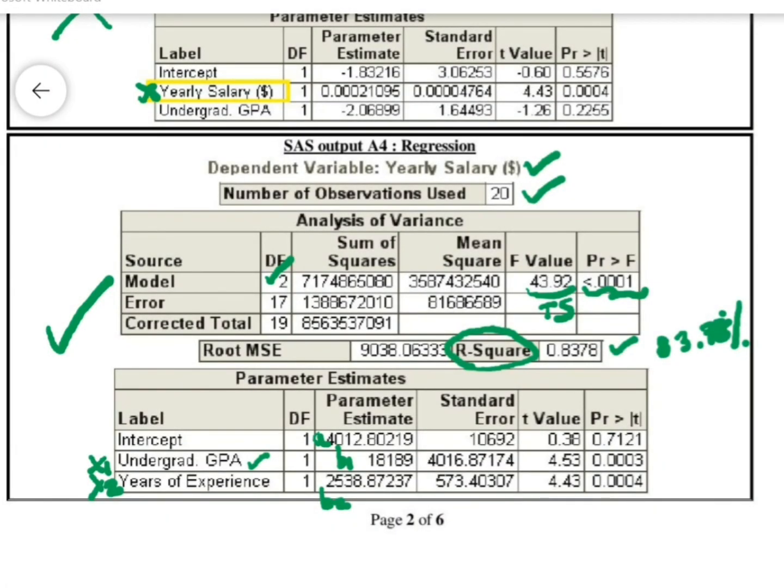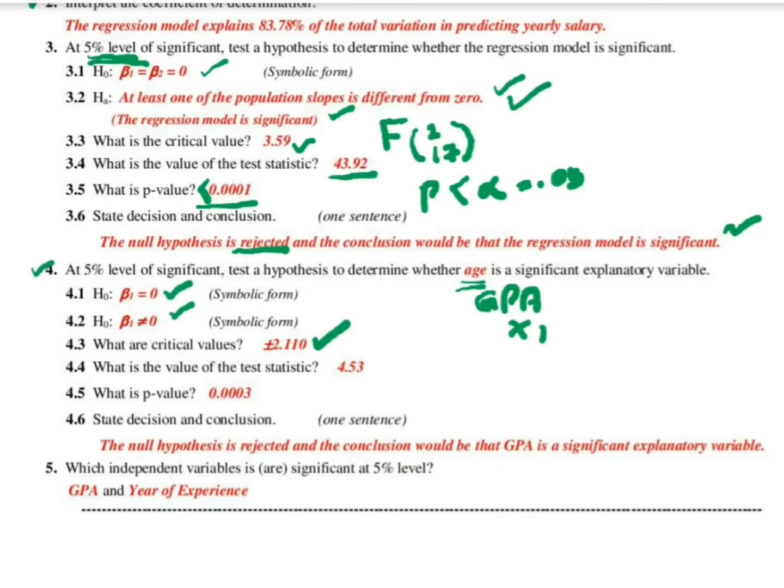Now the test statistic, T statistic, this column, testing GPA, therefore 4.53. The test statistic is 4.53, and the p-value is 0.0003. Now the test statistic and critical values are confirmed. If the test statistic is in the rejection region, farther from 0 than 2.110, therefore reject H0, or the p-value is less than alpha 0.05, therefore reject H0. So you write like this.